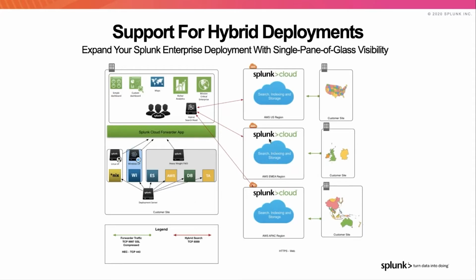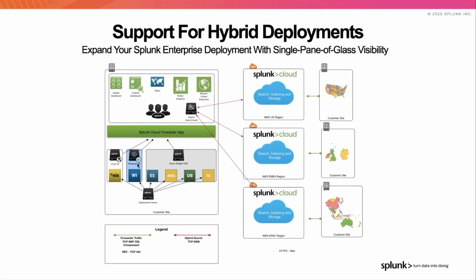Now, again, you have all of your different deployments, whether it's in US, EMEA, or APAC. And then essentially what you'll have is your on-premise search head. Now, you can have all of the data sent into your Splunk Cloud forwarders.